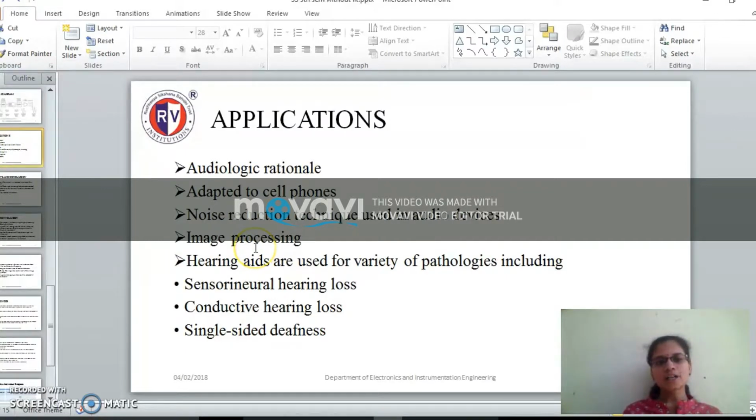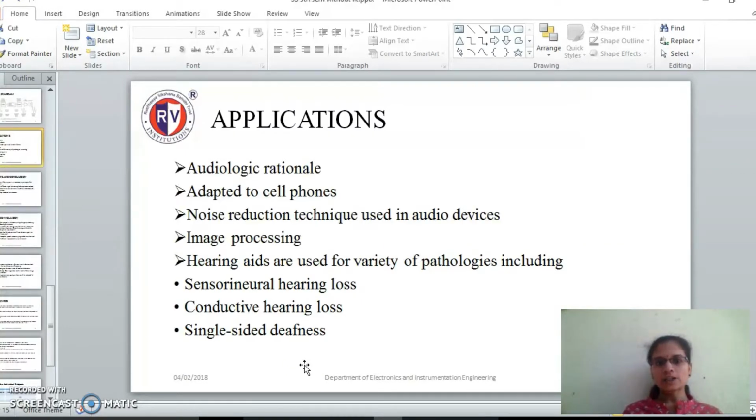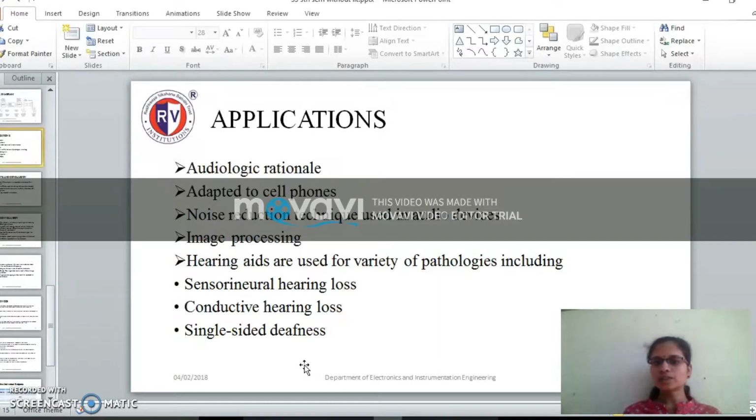Now let us talk about the applications of the digital hearing system. It is used in audiology and adapted to cell phones. We already know that, right? When you are talking on a phone and someone is talking on the other side, we have to receive that sound, right? By using this digital hearing system, we can use that method also.